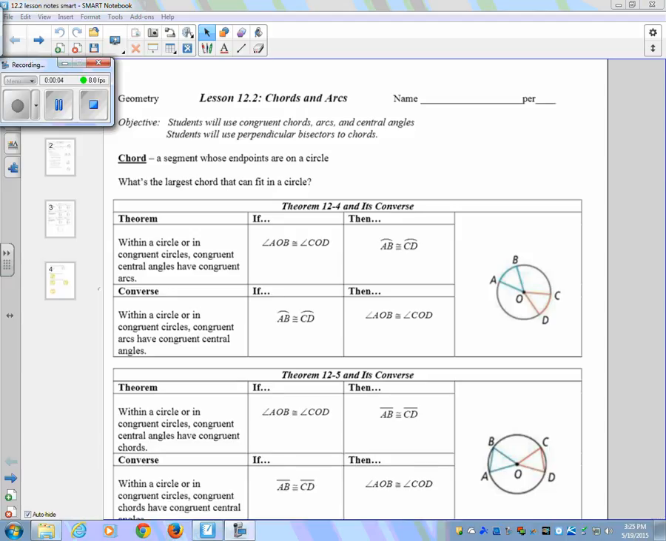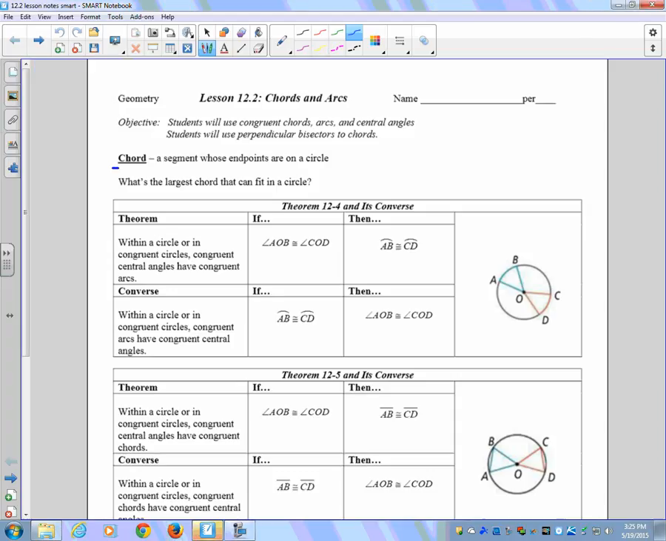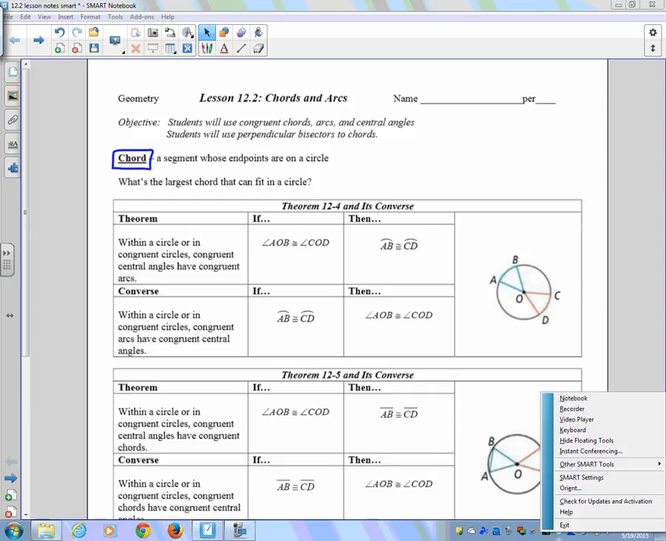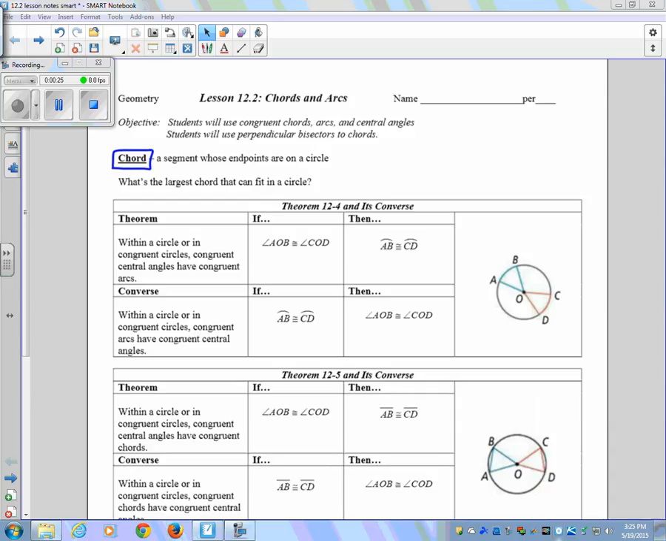Myers, and today we're going to do lesson 12.2, chords and arcs. Again, we're still working in circles, and this is going to relate to central angles. A new vocabulary word we have here is chord, and a chord is a segment whose endpoints are on a circle.